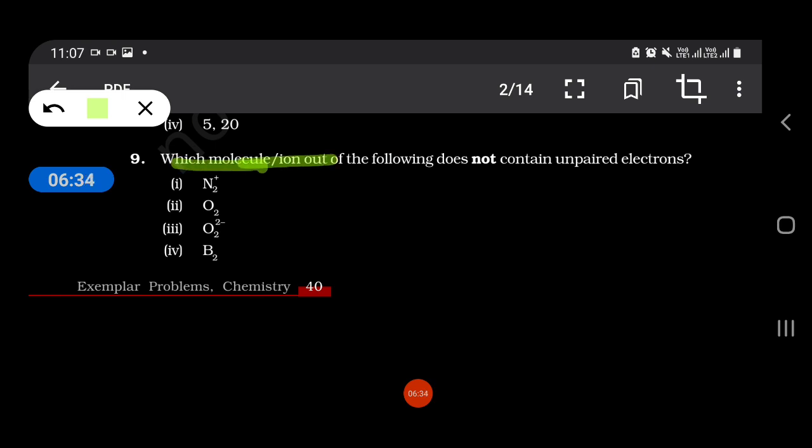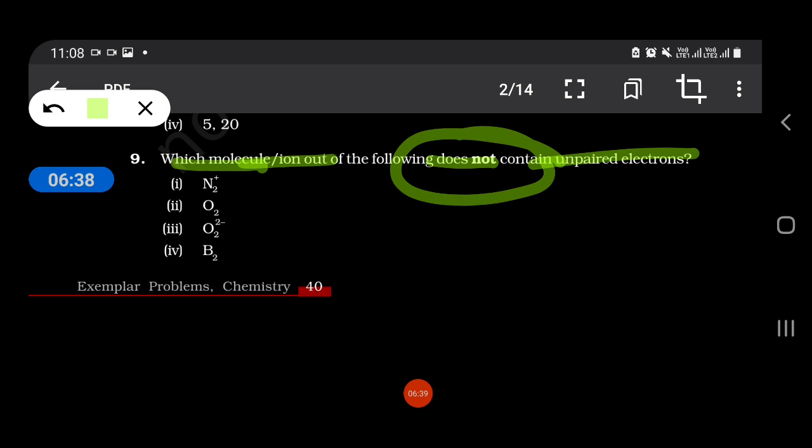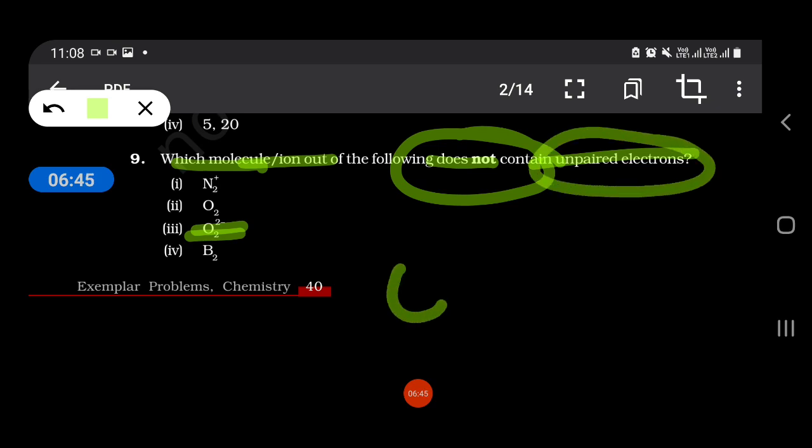Which molecule or ion out of the following does not contain unpaired electrons? So our answer is this one, because you can see like this, no unpaired electron.